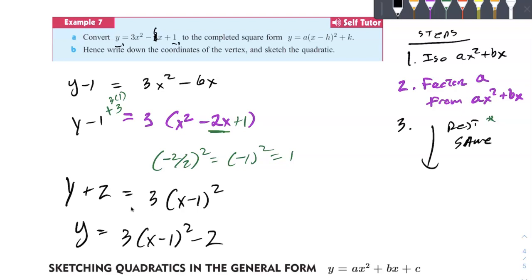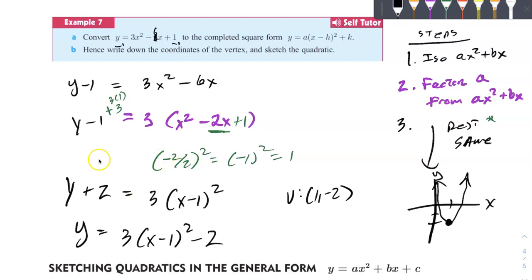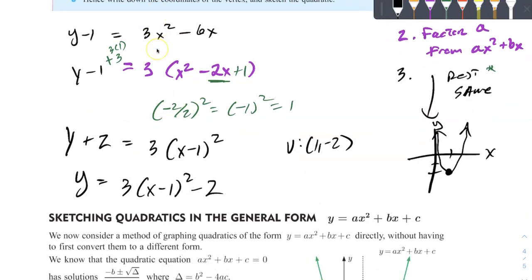And again, if I want to sketch this, my vertex is inside opposite, outside follow. So positive 1, negative 2. I'm just going to do a quick sketch. Here's my x, here's my y. Here's 1, and here's negative 2. Does it open up or down? That's a positive 3, it opens up. Like that. And there we go. Okay. So again, I'll do a normal one on the side again.